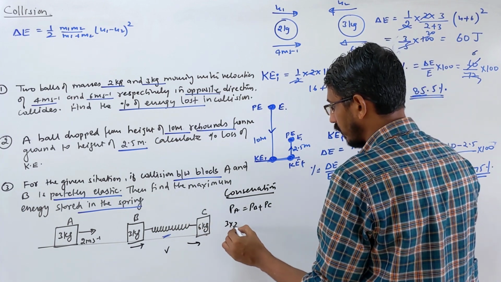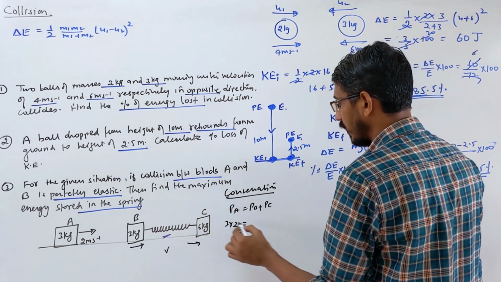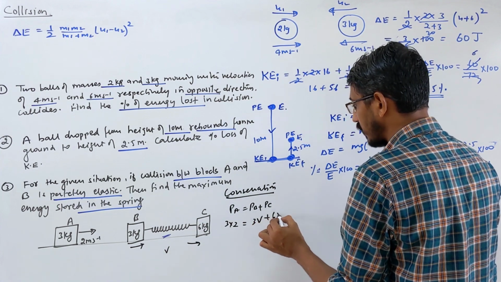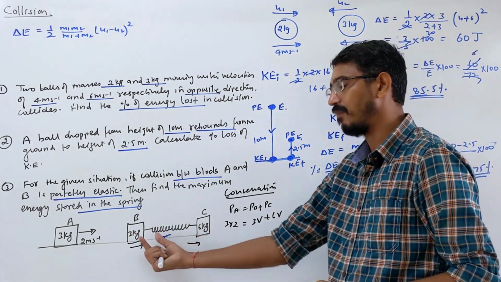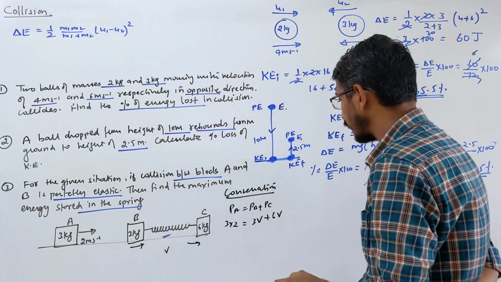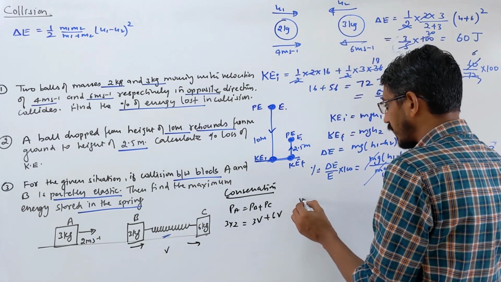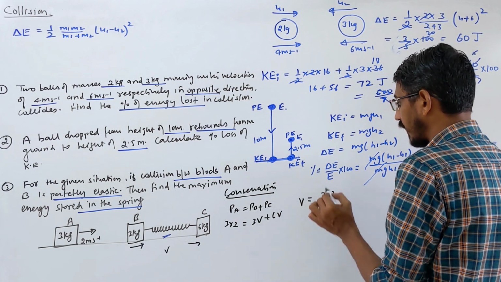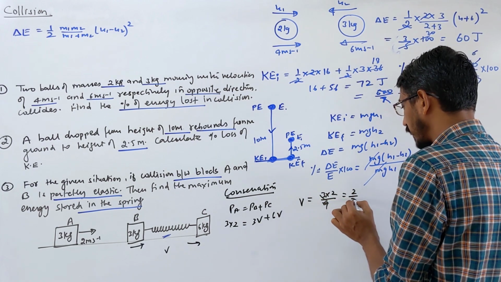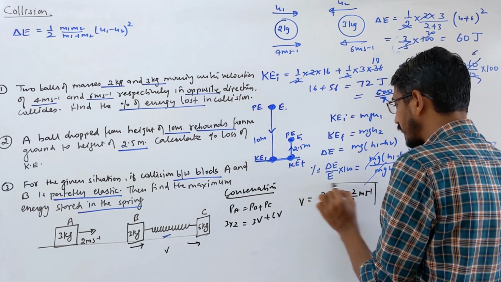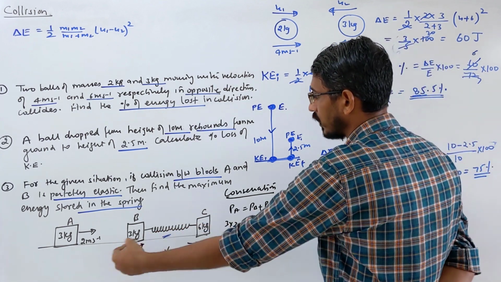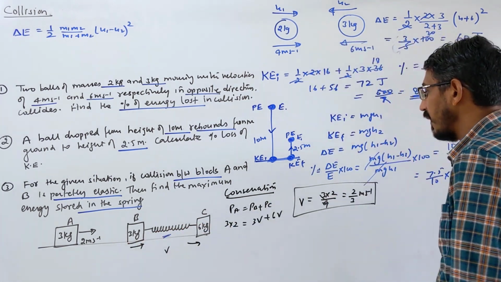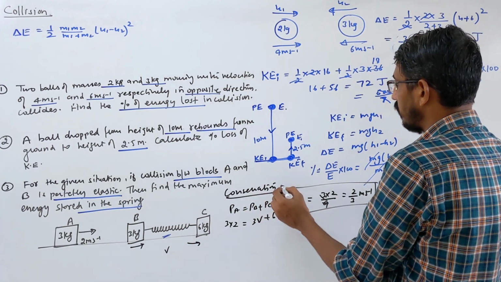What is the momentum of block A? 3 into 2. What is the momentum of this block? 3 into some velocity V, and 6 into velocity V. They will move with the same velocity, they are connected by a string. So from here you see that V is nothing but 3 into 2 by 9, so this becomes 2 by 3 meter per second, and this is the velocity of these two blocks after collision.